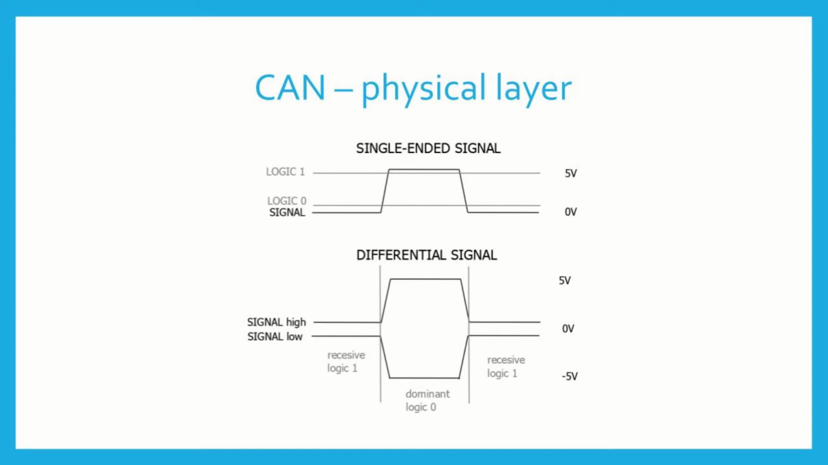In case of differential signal, the logic is coded by the polarity of a voltage between two lines. These two lines are called CAN high and CAN low. If there is no difference, we call it a recessive signal and it corresponds to logic 1, and the voltage difference is called dominant signal and corresponds to logic 0.